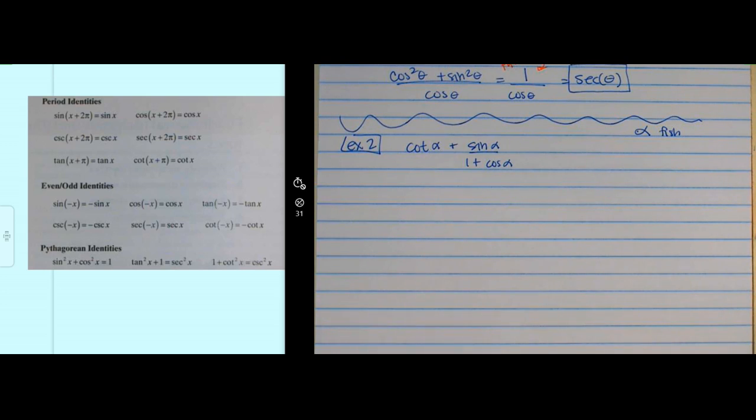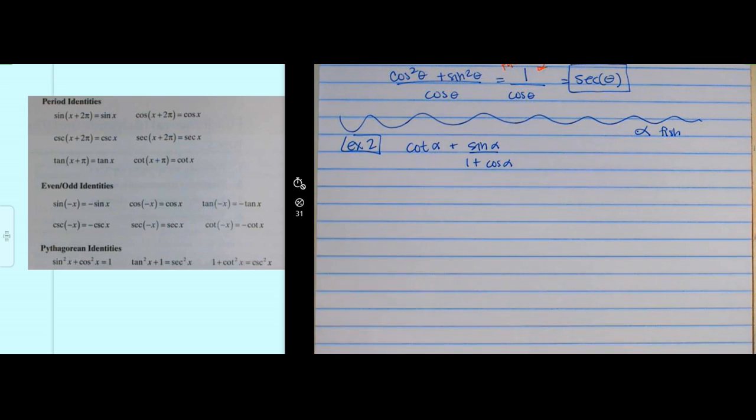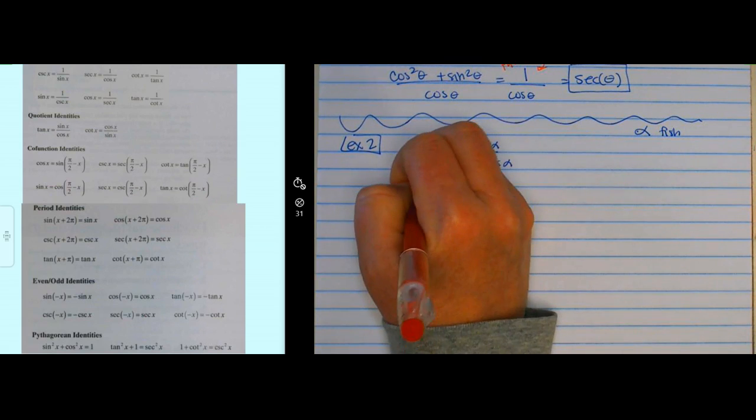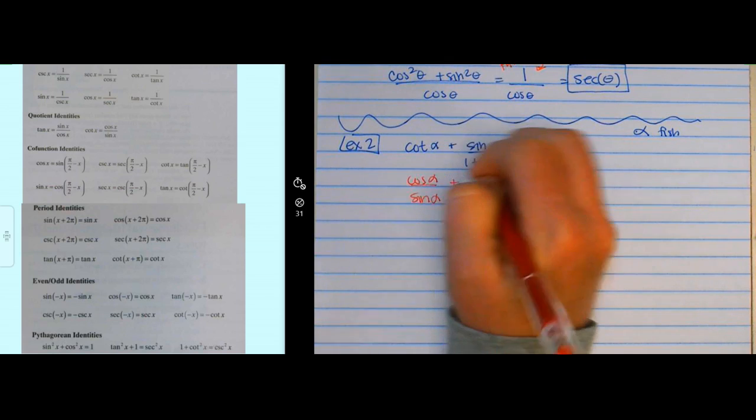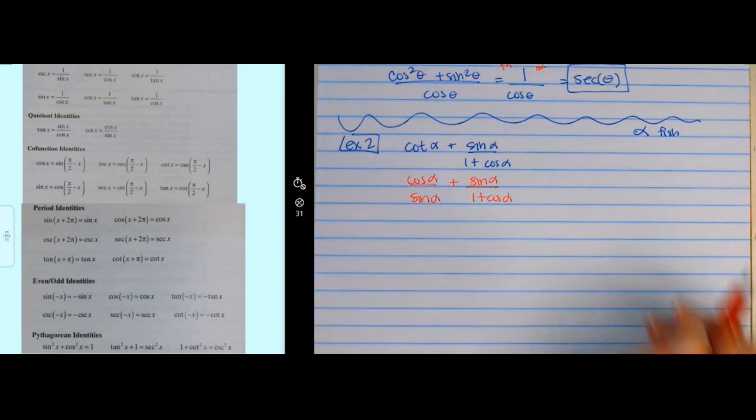So I need to first put everything in sine and cosine. Cotangent, looking at your identity list on the other page. Okay, so now I've got them on the same page. Cotangent, if you need to look at your little cheat sheet, it is cosine alpha over sine. All right. Now, my alphas got kind of messy. I might actually change those to x's in a second.